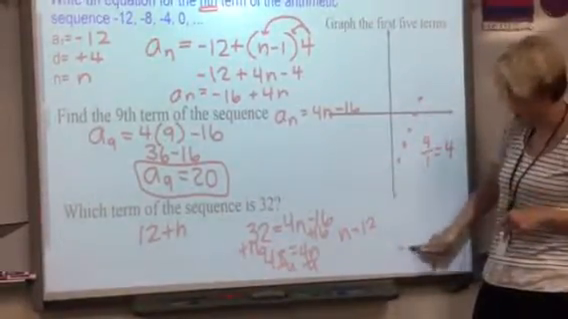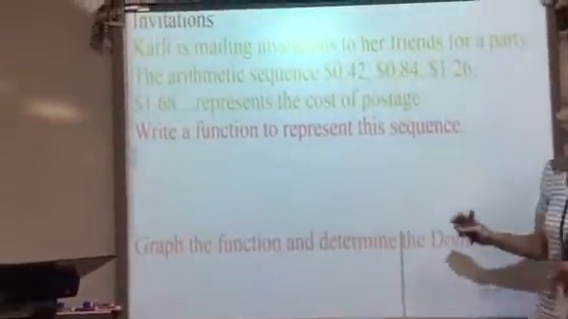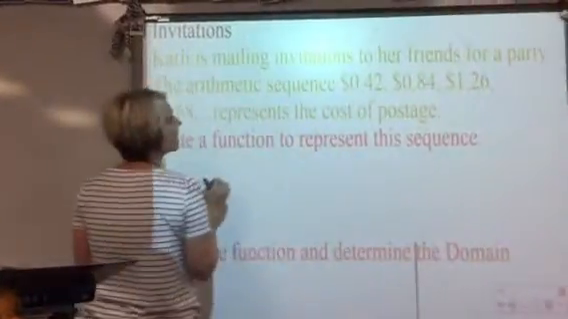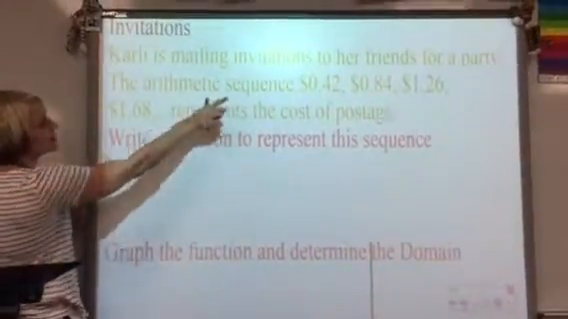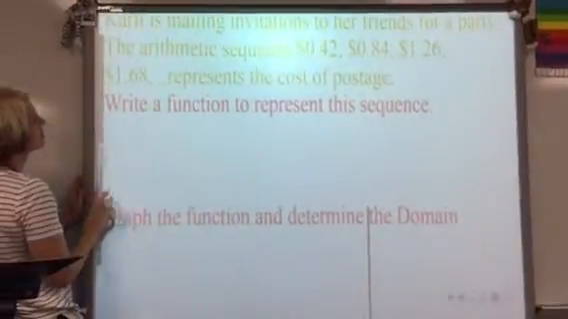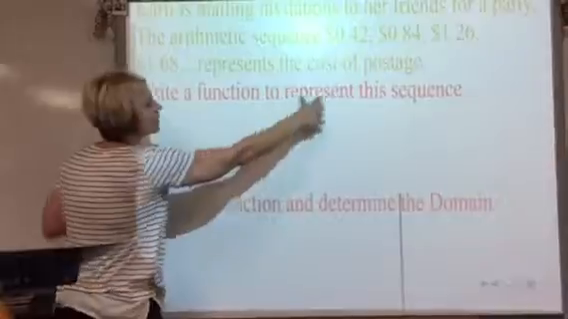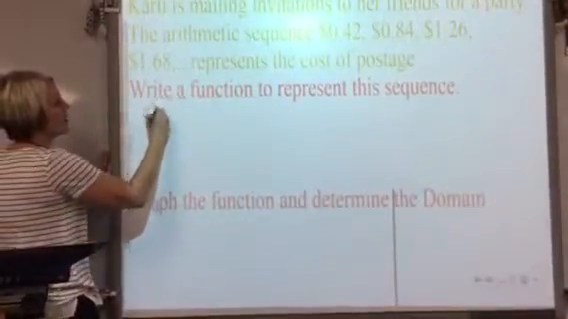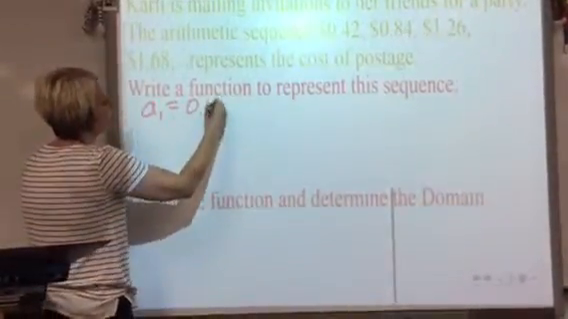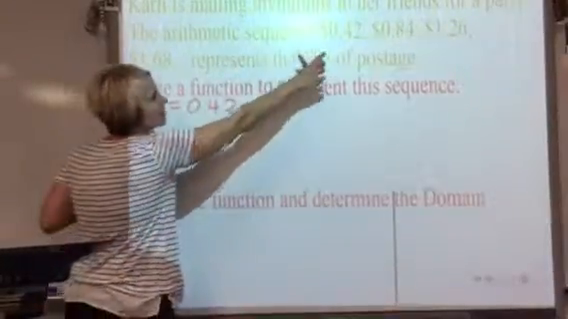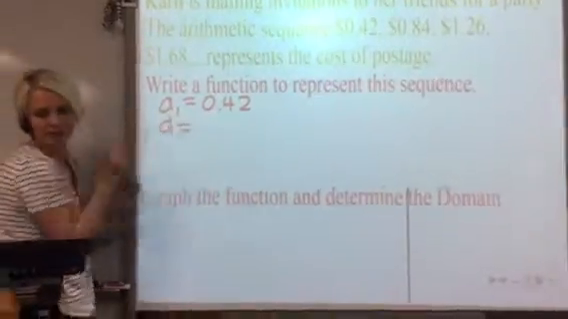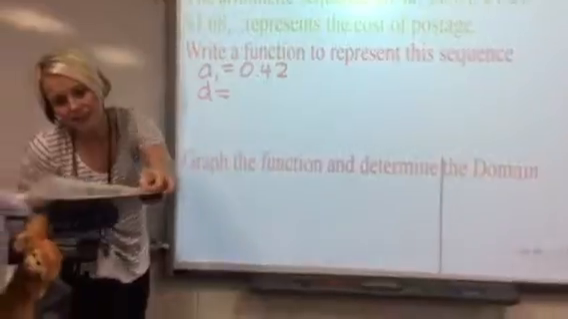So I've got one for you to practice here. Here's a real-world example. Carly is mailing invitations to her friends for a party, and the sequence is 42 cents, 84 cents, 126, 168. And that's the cost of postage. So let's write a function to represent this sequence. So the first term is 42 cents. What's our common difference here? Well, it looks like our common difference is also 42 cents.